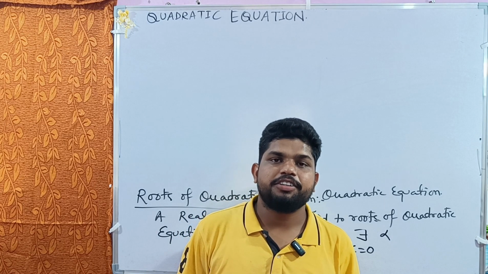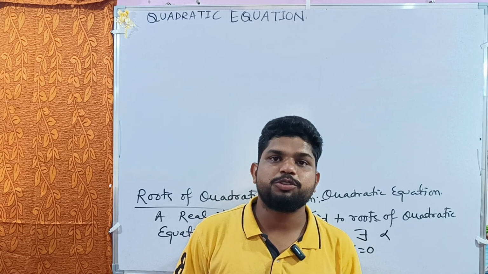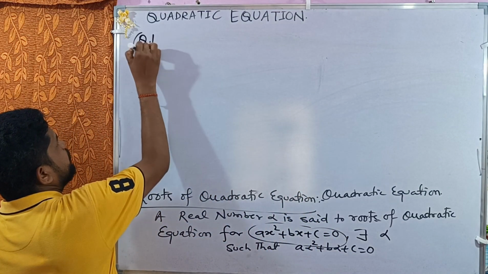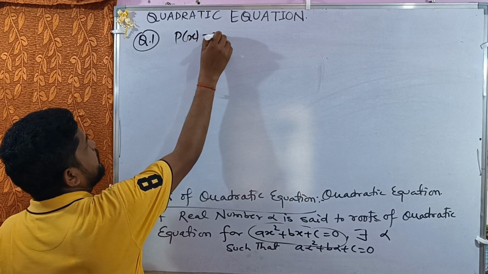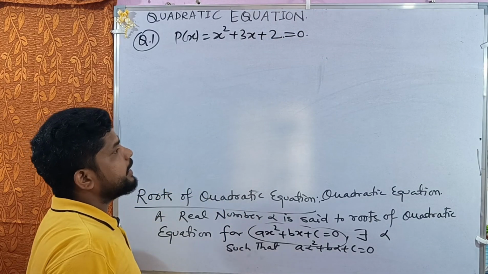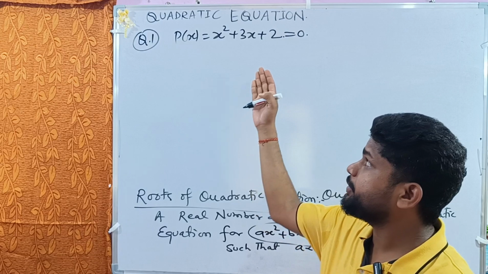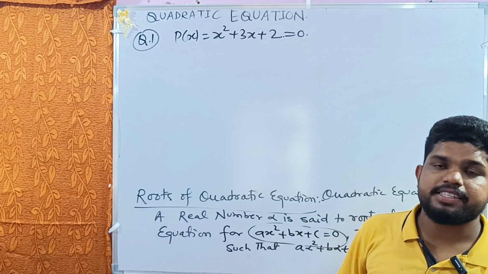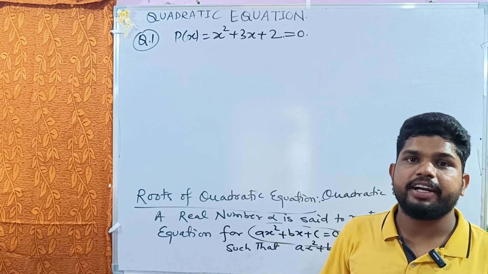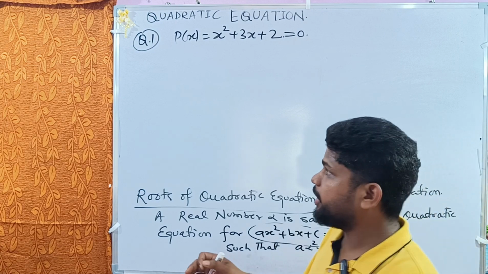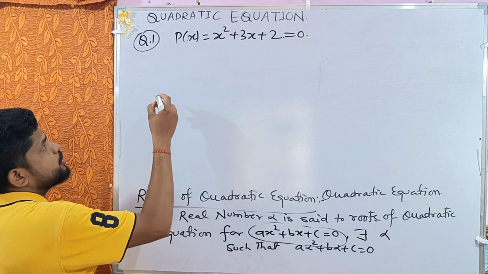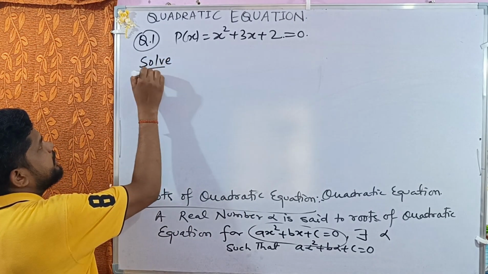Now dear students, let us take few examples to understand the roots of the quadratic equation. Suppose dear students, I have one quadratic equation which is p of x equals x square plus 3x plus 2 is equal to 0. Here, in order to find the roots of this quadratic equation, we need to find the value of x, that is the real number. It may be any number, like it may be integer, whole number, or anything. So we need to find the value of x such that it satisfies this quadratic equation to the 0. Okay, so one by one let us take by using hit and trial method.